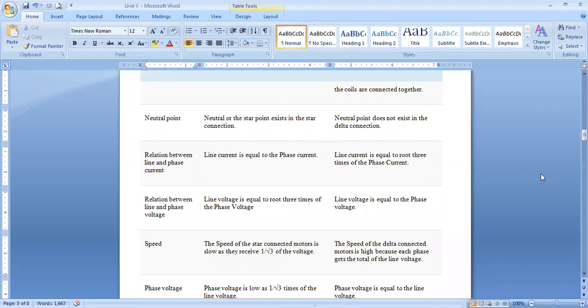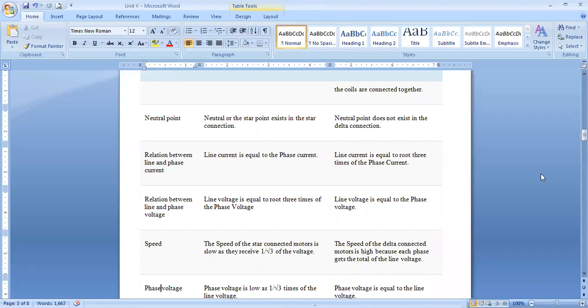Now, the relation between the phase and line current, which I have already explained. The line current is equal to the phase current for the star, but the line current is equal to root 3 times the phase current for the delta. IL is equal to root 3 into I phase.